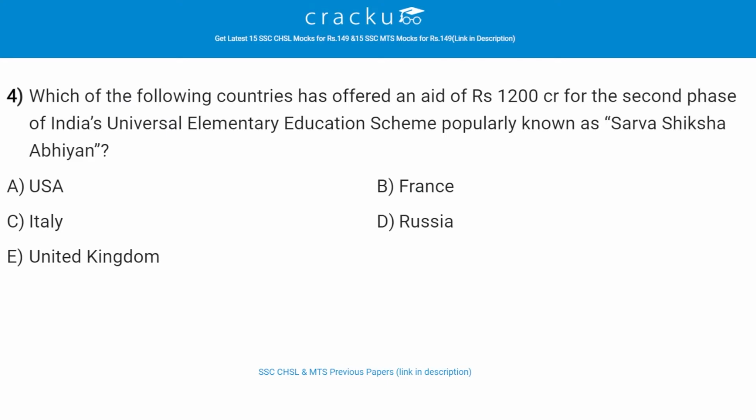Which of the following countries has offered an aid of ₹1200 crore for the second phase of India's Universal Elementary Education Scheme, popularly known as Sarva Shiksha Abhiyan? The correct answer is E, that is United Kingdom. The Sarva Shiksha Abhiyan is the flagship program launched by the Government of India to achieve the universalization of elementary education in a time-bound manner as mandated by the Constitution of India.